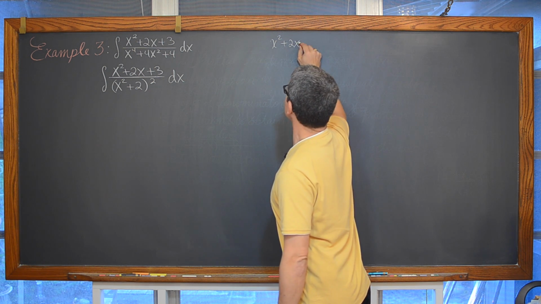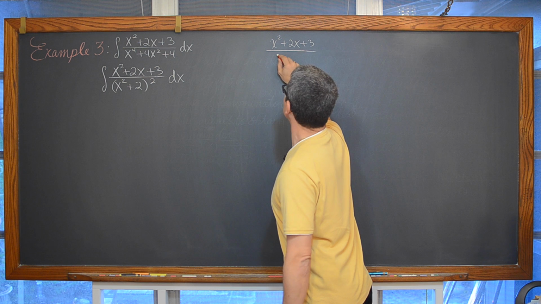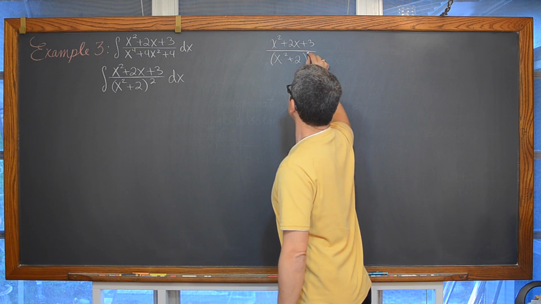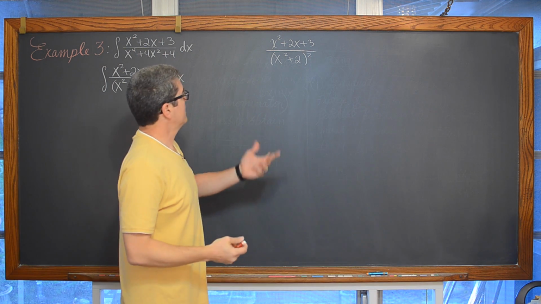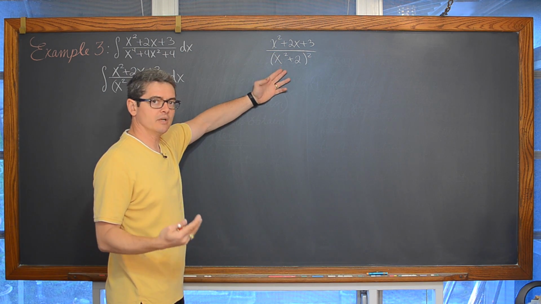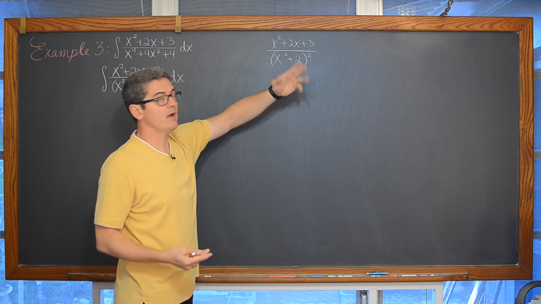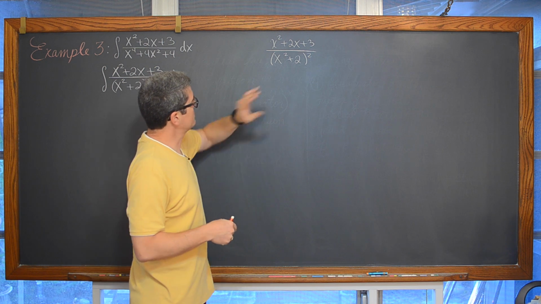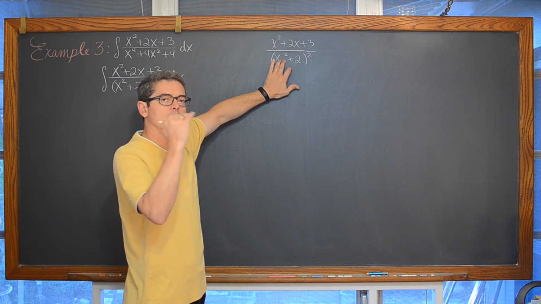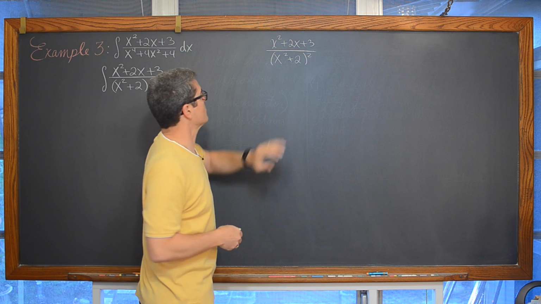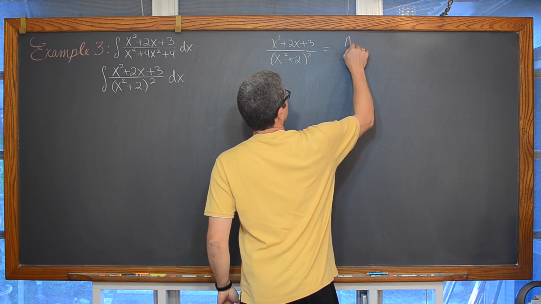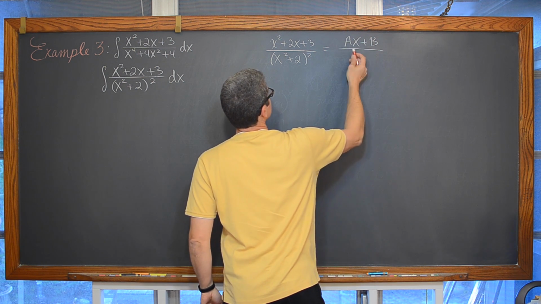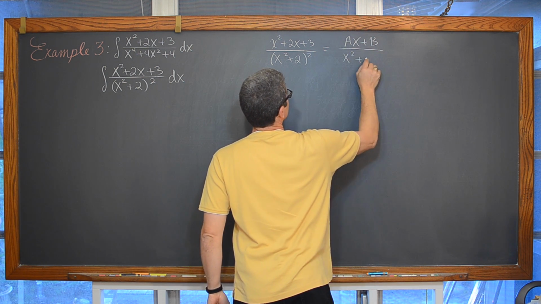We're going to have x squared plus 2x plus 3 over (x squared plus 2) to the second power. We're going to recognize, and I guess our notes would have said this is in the form of ax squared plus bx plus c, though there's no x because b is equal to 0. And if our factors are quadratics, we write linear functions in the numerator. So the first time we're seeing that: ax plus b over x squared plus 2.